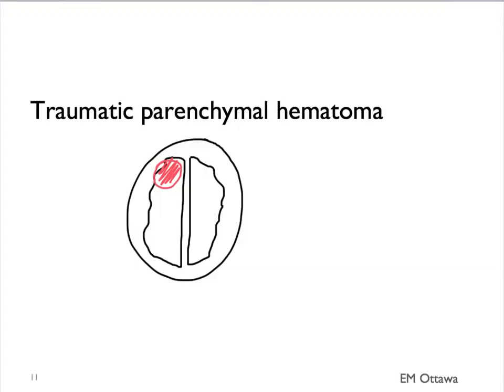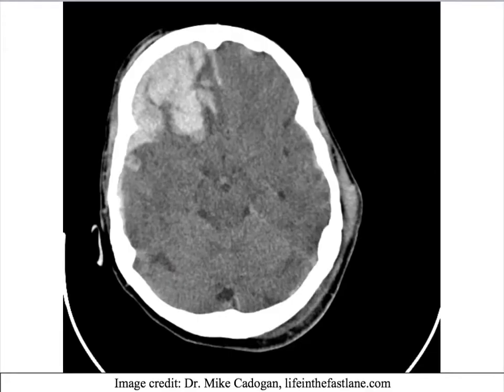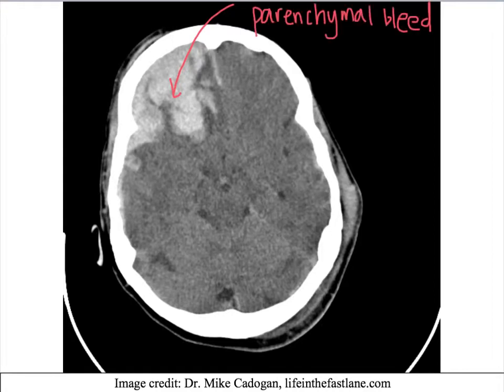Let's move on to parenchymal hematoma. For trauma, the parenchymal hematoma will occur where the trauma is. On a CT scan, it will look like this. That is the parenchymal hemorrhage. Do you see another type of bleed in here as well?